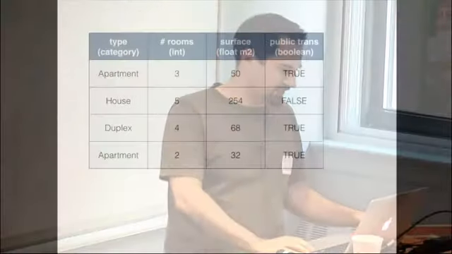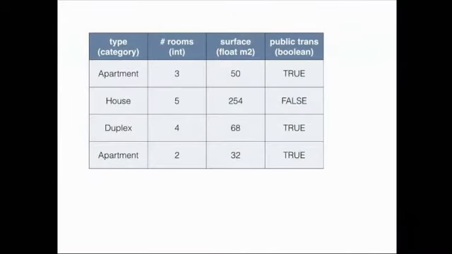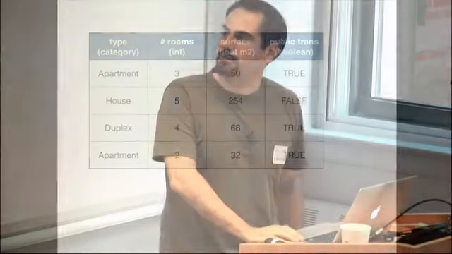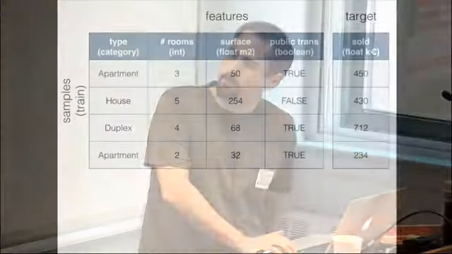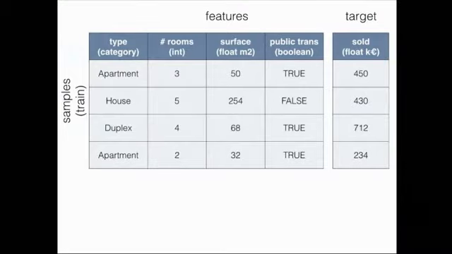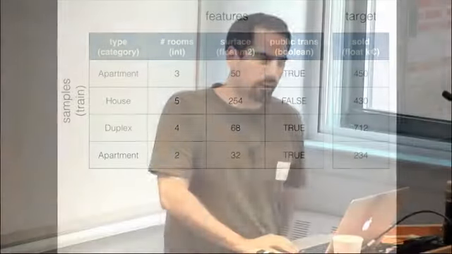An example is to collect some data on housing. For instance, if you are a real estate agency, you have different kinds of columns with different types: categories, integers, floating point values, booleans. And in general, you have one specific column of interest, and you want to find the relationship between that column and the other columns. So in machine learning parlance, the rows of this database are called the samples, and the columns are called the features, and the target column is called the target variable.